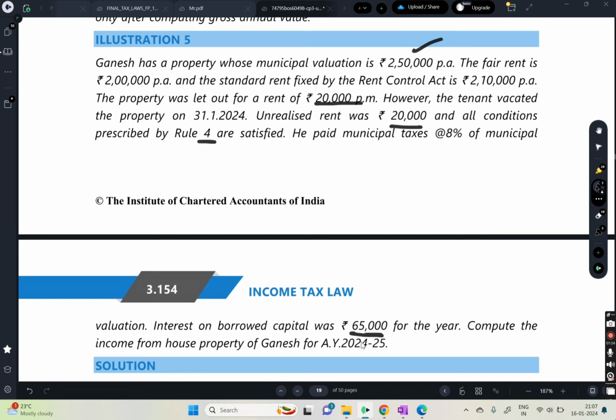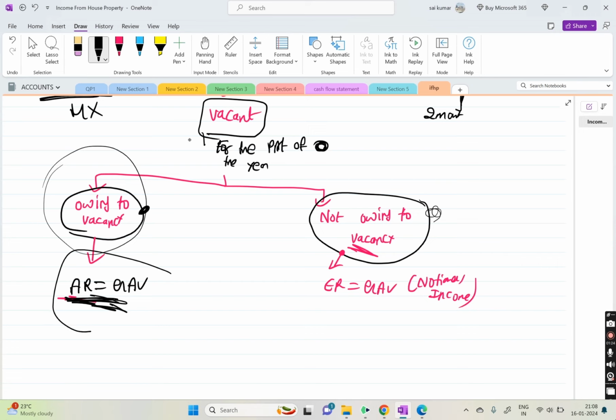Now tell me, it is a let out property that is vacant. Is it because of the vacancy only? Yes, because they specifically mention, however, the tenant vacated the property on 31/1/2024. We did not find anybody new. So it is because of the vacancy only. If it is because of the vacancy, then what do we do? You need to remember this part. Then we will take actual rent as GAV only. If it is not because of the vacancy, then this will come into the picture.